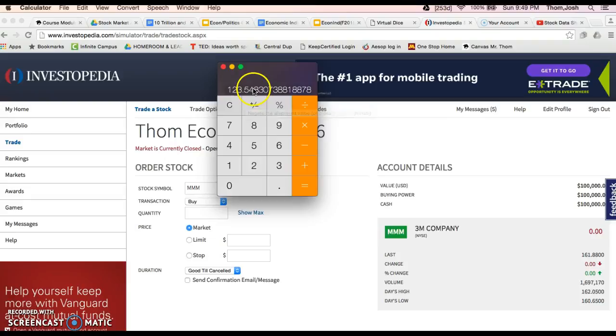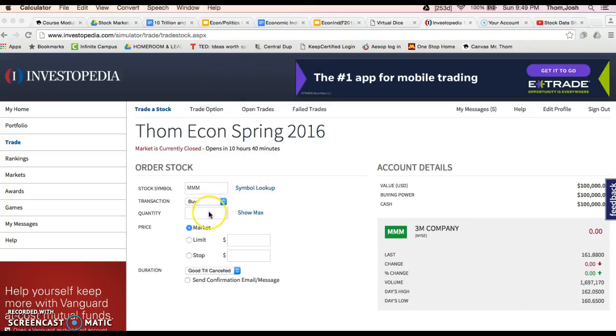You can't invest in 0.54 shares though, so just round down to the nearest whole number, which is 123, and then you take that number, whatever you had on yours, and you will go ahead and put that right here, 123. So now that you've put in the 123 shares that you'd like to buy for 3M, your next step here is actually buy. You can leave the transaction as buy.